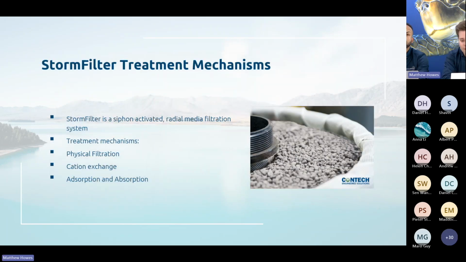Lastly, the important thing to think about is the treatment mechanism, because the treatment mechanism often dictates the maintenance requirements of that treatment device. The StormFilter is a siphon-activated radial media filtration system. That means the water flows from the outside through to the inside and down, then out the central column across the whole height of the cartridge.